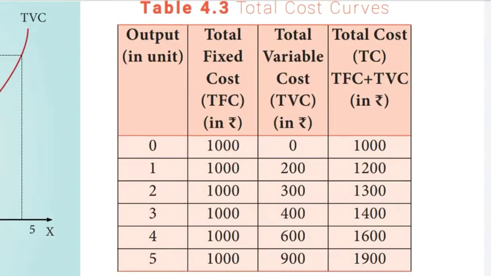Next, total cost curve. The total cost means the sum total of all payments made in the production. It is also called total cost of production. The total cost is the summation of total fixed cost and total variable cost. It is written symbolically as TC equals TFC plus TVC.